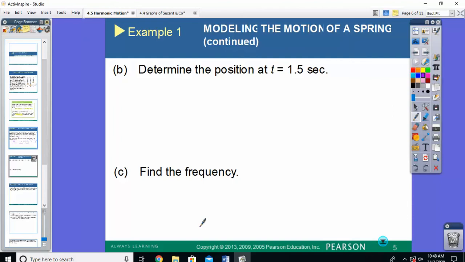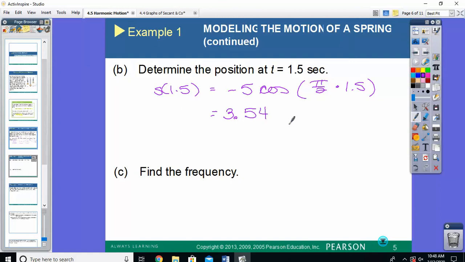Part B, I want to know the position after 1.5 seconds. We're actually just going to use our calculators for this. Make sure you're in radian mode, please. So you are just finding s of 1.5. So negative 5 cosine of pi over 2 times 1.5. Just plugging that in for your time. If I just go to a couple decimal places, I'm going to get about 3.54.